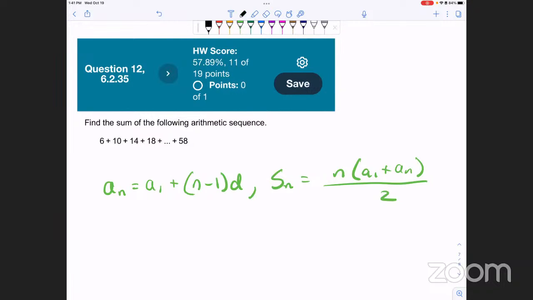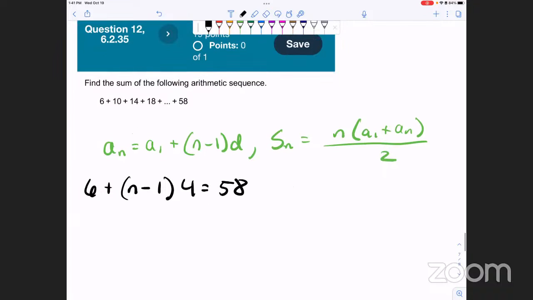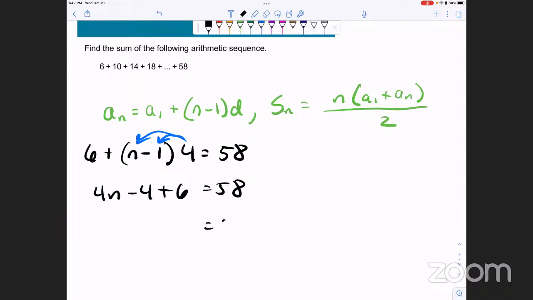If we plug in what we're given, the first term is 6. We're solving for n. Common difference looks like it's 4. We're adding 4 each time. And we want to figure out which term 58 is. So same as before, we're going to get 4n minus 4 plus 6 equals 58. So if you subtract, it becomes 56. 4n equals 56, so it looks like n is 14.